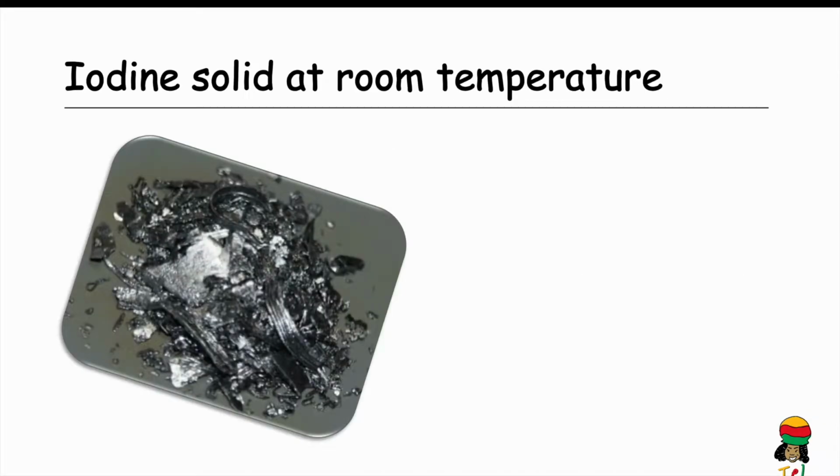Let us start by describing iodine solid as it appears at room temperature. At room temperature, we can see that iodine is a solid. It is black in color and it has a shiny appearance. Although iodine solid has a shiny metallic appearance, please note that iodine is not a metal but a non-metal element. A few pellets of iodine solid are placed in the beaker.